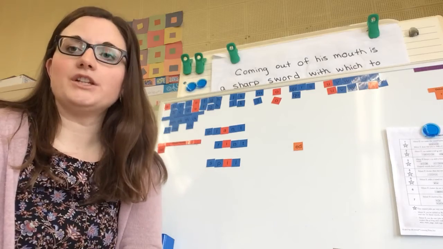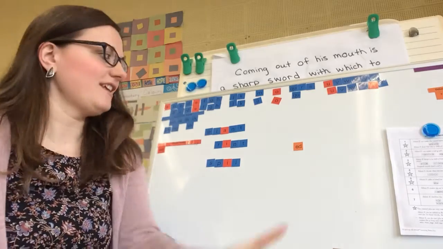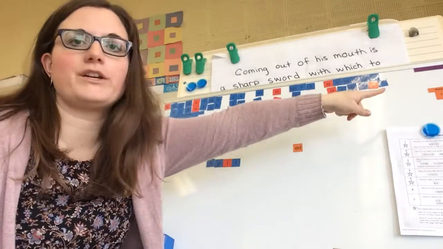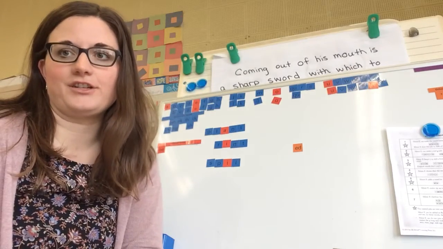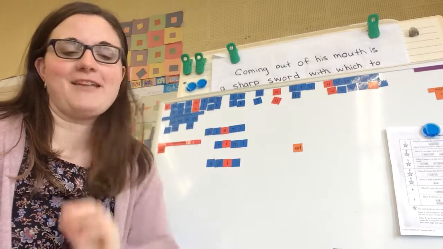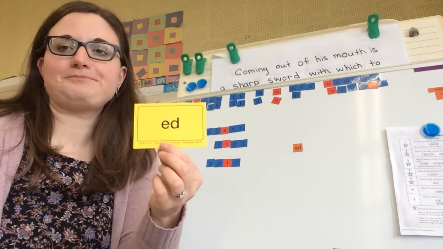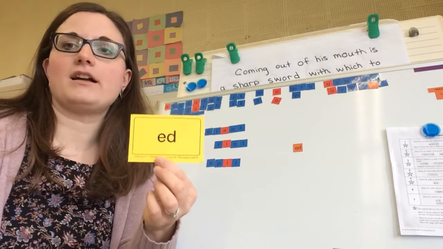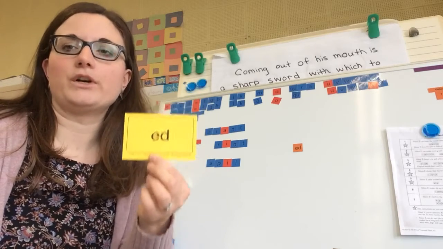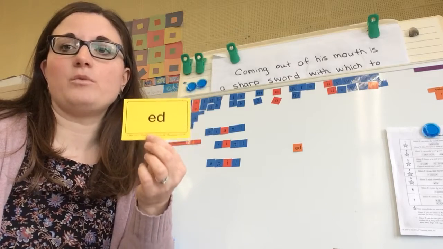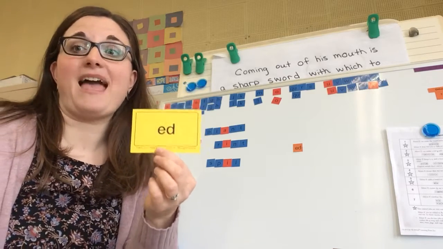We are going to learn a new phonogram today, and I have the tile up here and it's an orange tile, so it is going to go under our other tile section after we're done with the lesson for today. And in case you can't see it, it is ED. And this is what we add on to the end of a word, okay? And when we add this to the end of a word, it means that it happened in the past.